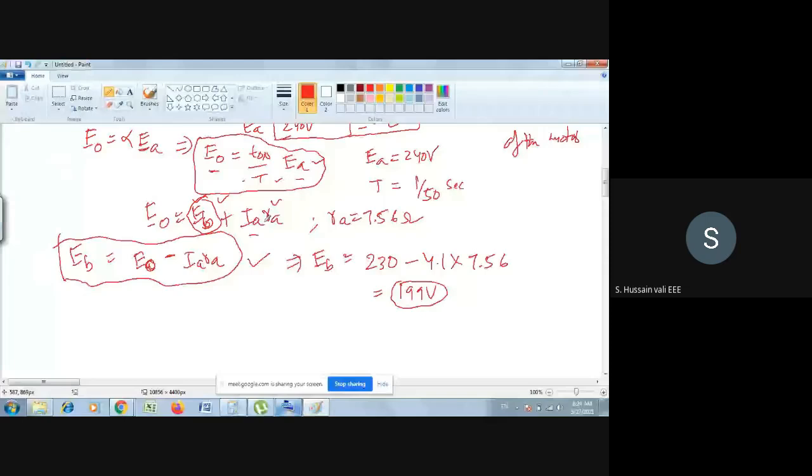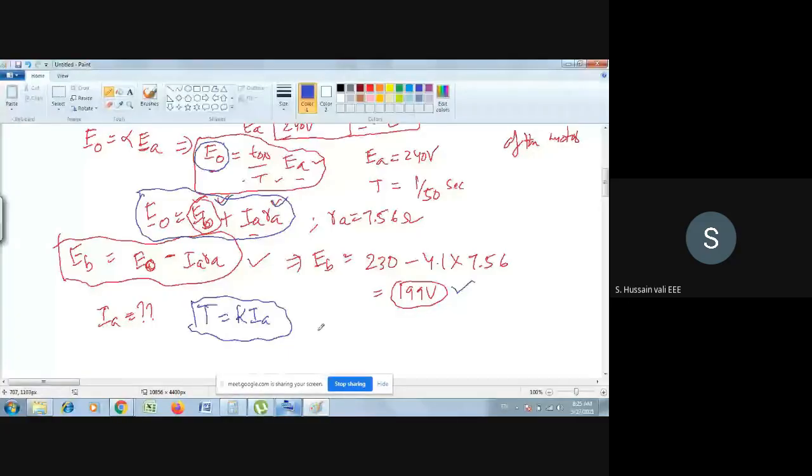To find out IA, we'll see now. One second. So how to find out IA? To find out IA, we'll recall some equations which we have. If you just recall, it's a separately excited DC motor. So we have an equation T is equal to some constant K into IA.